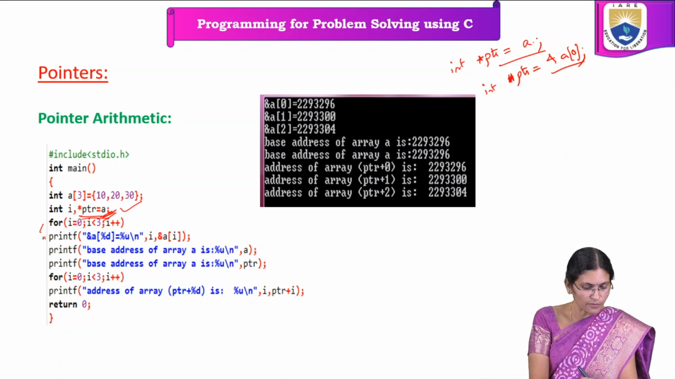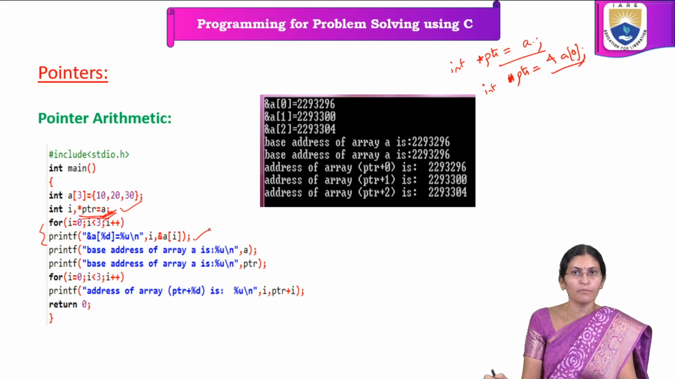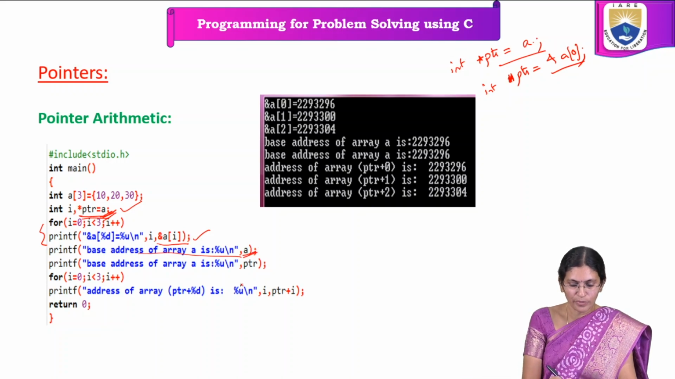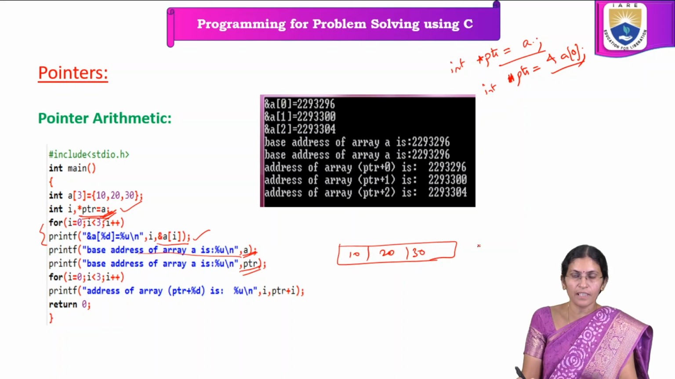Next, this is a for loop to print the address of all the elements of the array by using ampersand A of I. Then the base address of the array is printed by using the variable name A. Now PTR is a pointer. We have created an array with 3 elements, 10, 20 and 30. Each element has its own address, and that address is printed by using ampersand A of I.